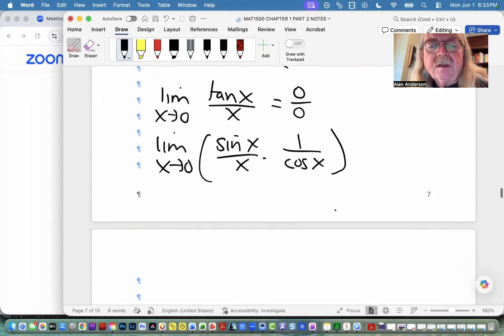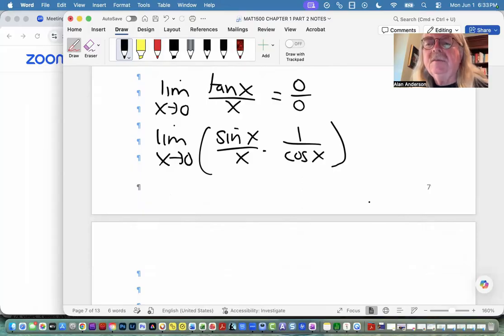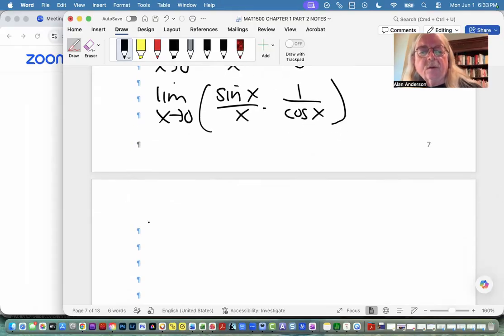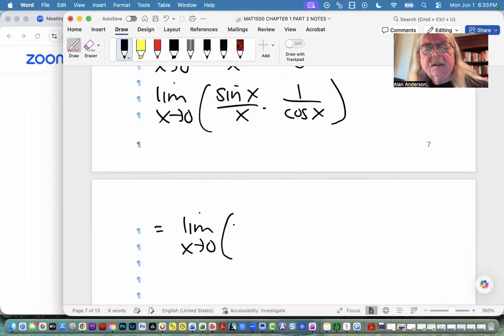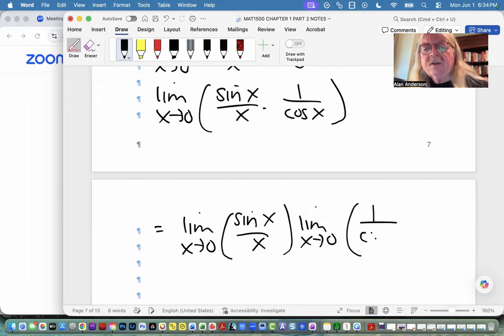Now, the first one, and by the way, remember from earlier when we saw how the properties of limits are such that the limit of a product is the product of the limits. So, in other words, we could rewrite this as the limit of x goes to 0 of sine x over x times the limit as x goes to 0 of 1 over cosine x.